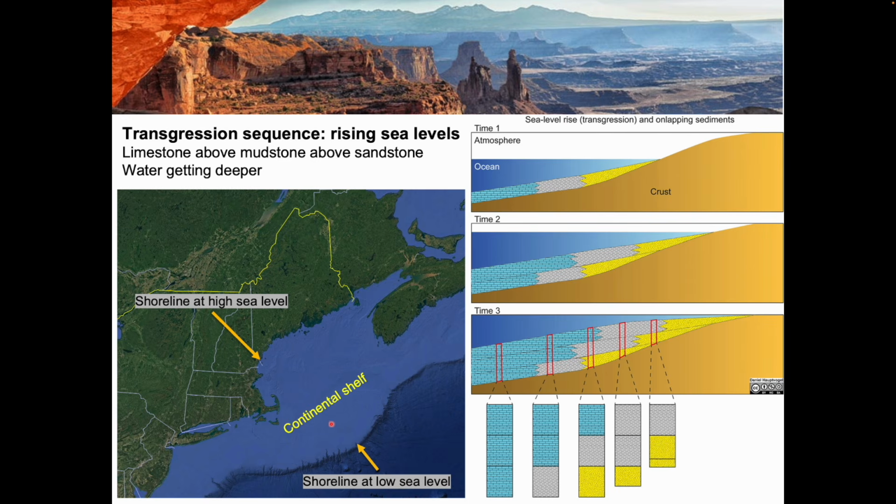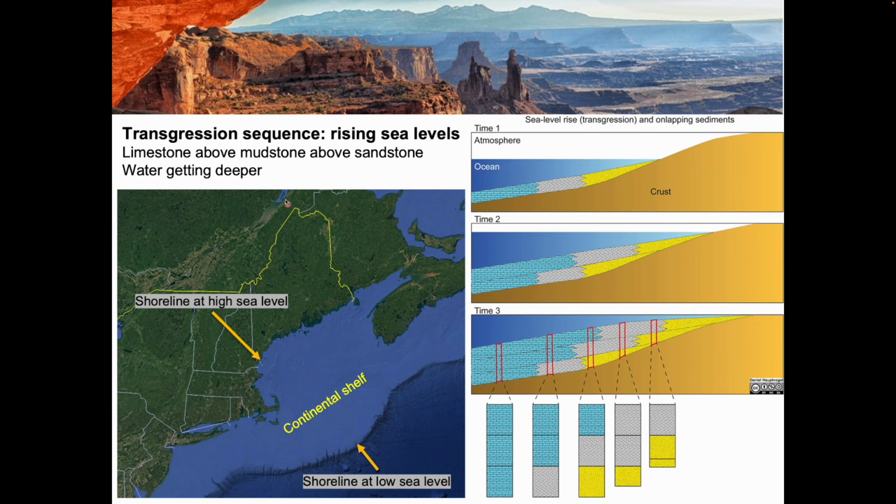Currently, limestone is being deposited out on the far edge of this continental shelf. But when sea levels were lower, for example during the last ice age, the edge of the continental shelf was actually the coastline, so we had sand getting deposited instead. As sea level rose, the sand was buried by mud as the water got deeper, and then that mud was buried by limestone as the water got even deeper as sea level rose.